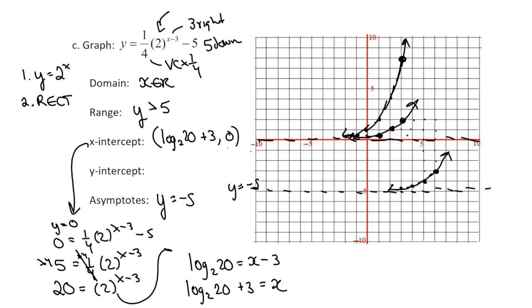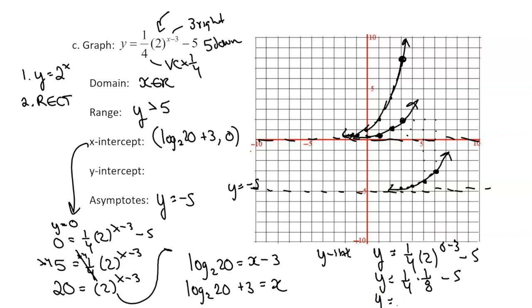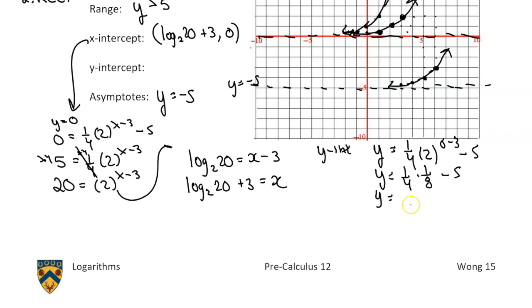Now, to find the y-intercept for it, you can just put in 0 for x. And if you put in 0 for x, well, what would happen? You would get y equals 1/4 times 2 to the 0 minus 3, subtract 5. And that would equal 1/4 times 2 to the -3, which is 1/8, subtract 5. And then you get something that's going to say y equals 1/32 subtract 5.